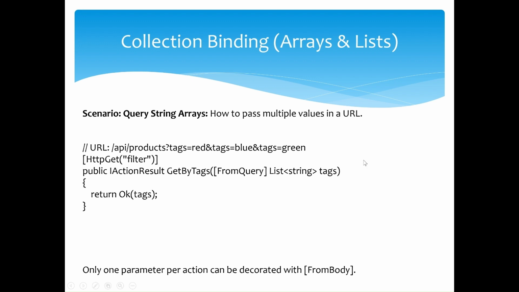As we are done with the demo, let's look at other important factors. The other one is collection binding. What if you want to pass an array or list of items via URL? For example, filtering a product catalog by multiple tags or colors simultaneously. If you look at the URL example on this slide, notice how we pass multiple values like tags equal to red, blue, and green. By defining our action parameter as a list of string and decorating it with FromQuery, the framework automatically detects the repeating keys in the query string and bundles them cleanly into a strongly typed C# list for you.